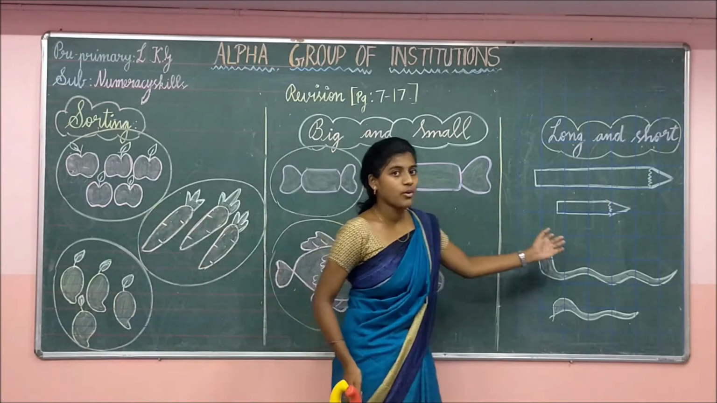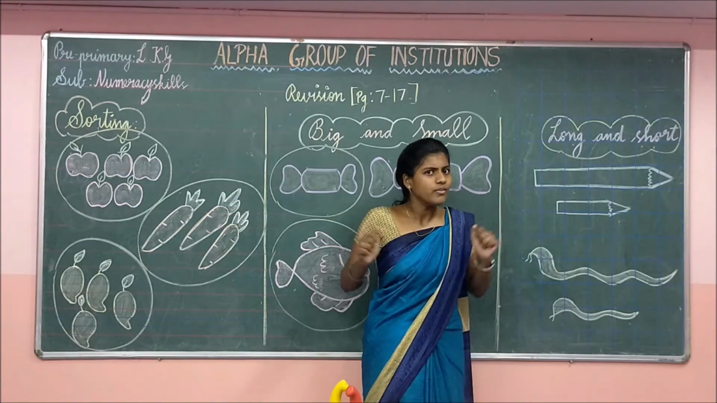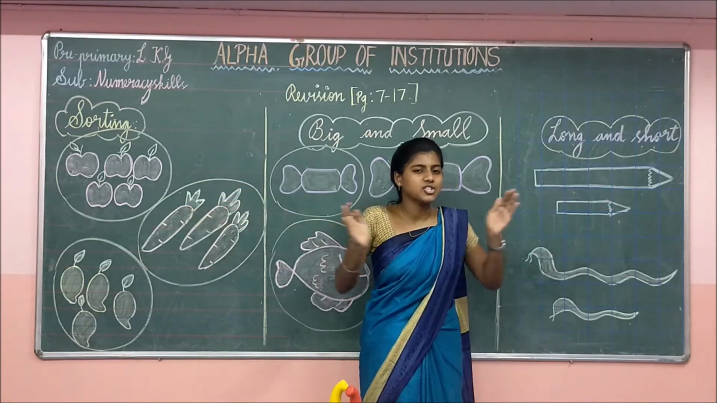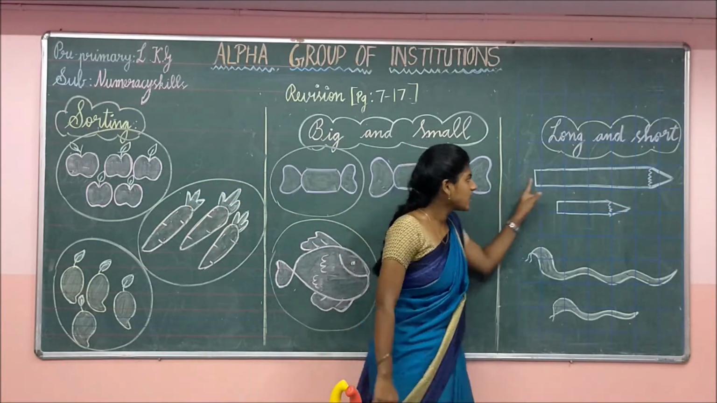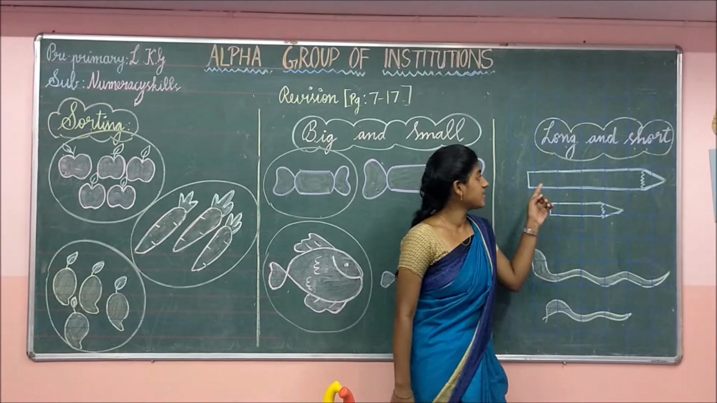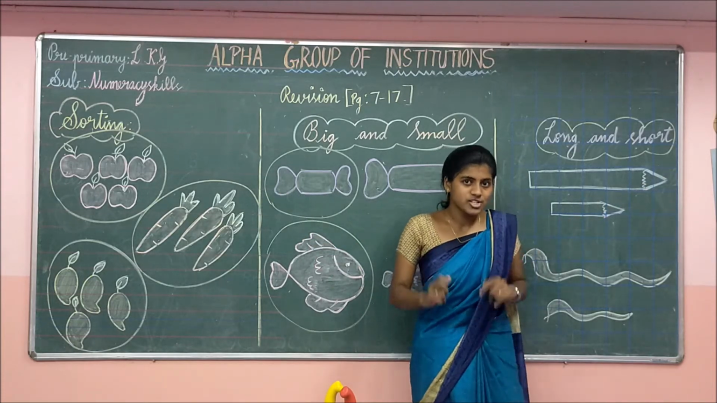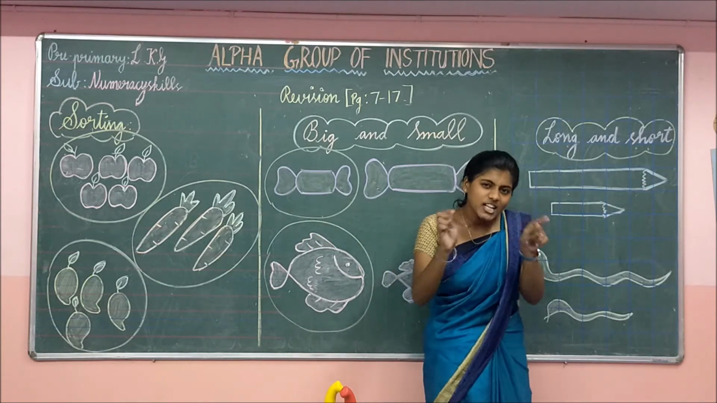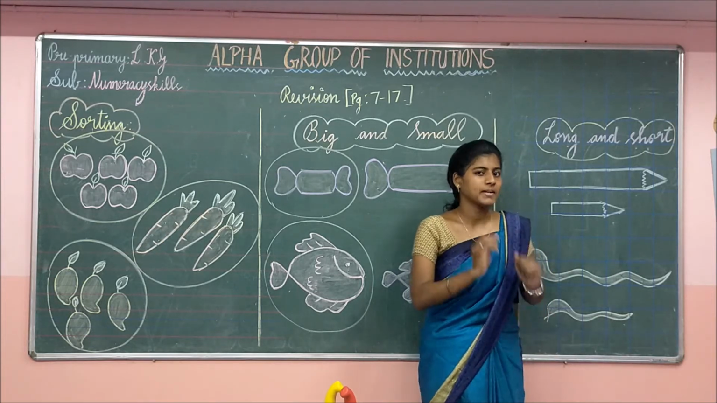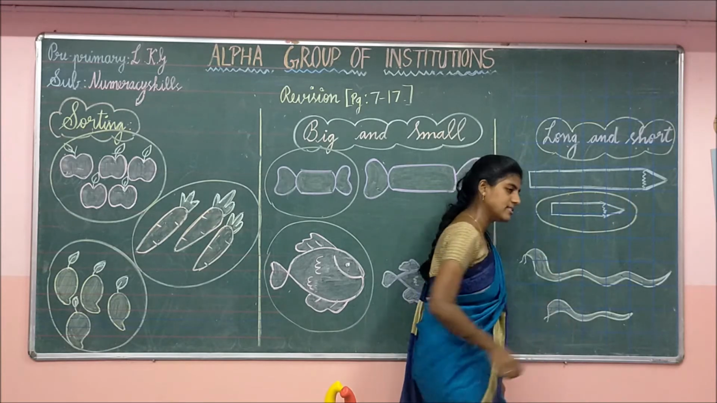Now, next we are going to learn long and short. How we will show long? We will show long like this and short like this. See here, we will write using the pencil, isn't it? This pencil is long, this pencil is short. Shall we circle the short pencil? We are going to circle the short pencil.